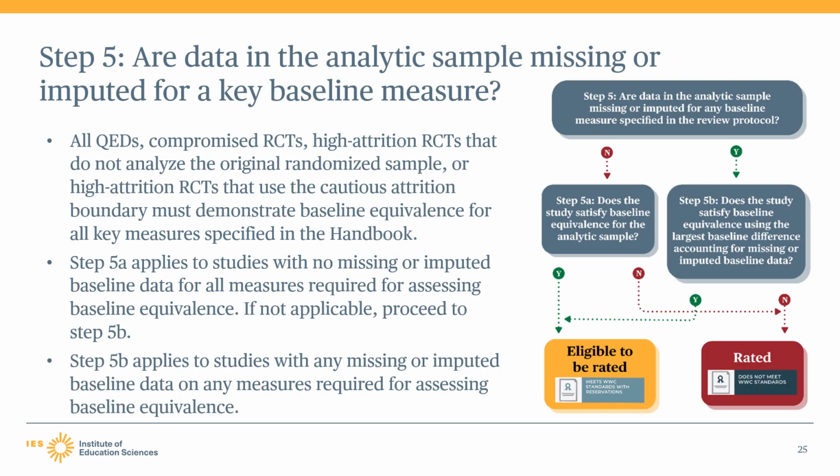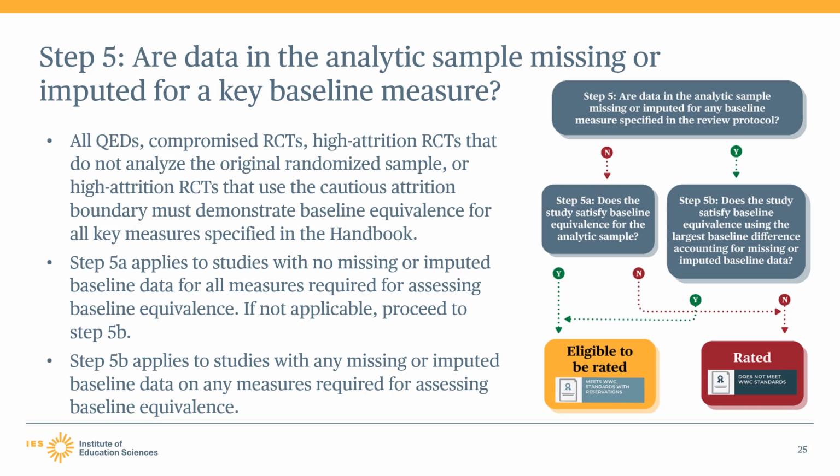The fifth step in the missing data study review process is to assess whether data in the analytic sample have been imputed for any baseline measure specified in the handbook. QEDs, compromised RCTs, and high attrition RCTs that do not impute data to analyze the full randomized sample, or high attrition RCTs assessed using the cautious boundary, must satisfy the baseline equivalence standard to be eligible to be rated meets WWC standards with reservations.